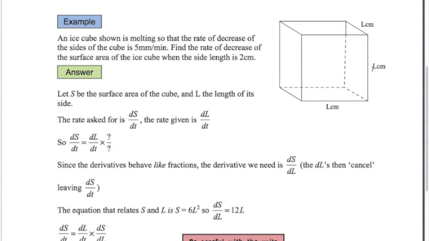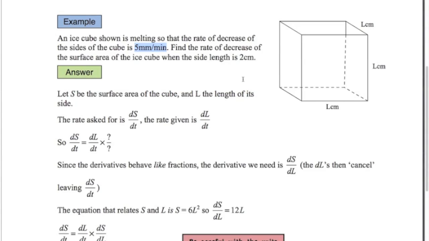I've called it L. And straight away I know that the thing that we're given here is dL/dt, the rate of change of the side length, and that is 5 millimeters per minute. Be careful with the units here, okay? 5 millimeters per minute. You've got to work in millimeters per minute for the whole thing. Find the rate of decrease of the surface area of the ice cube when the side length is 2 centimeters.